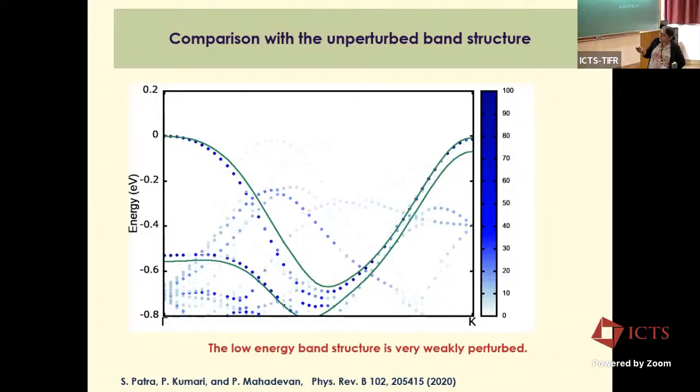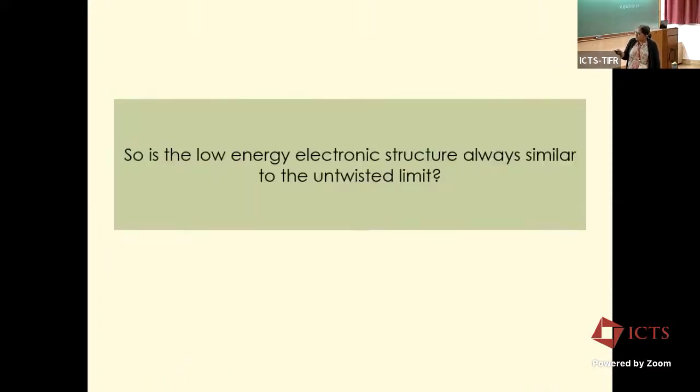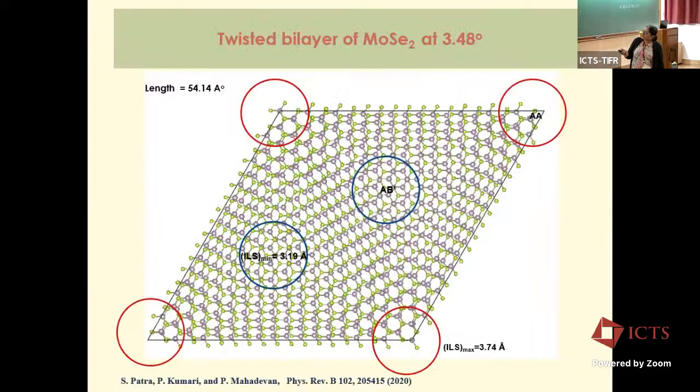What we've done again is to superpose the untwisted limit, which is shown over here in the green line. And what you can see is that the low energy electronic structure is pretty much similar to the untwisted limit. So for these large twist angles, the large unit cell hypothesis doesn't seem to work, and we are recovering the untwisted limit band structure. How about going to an angle in the regime which was probed in the experiment? So we do that over here.